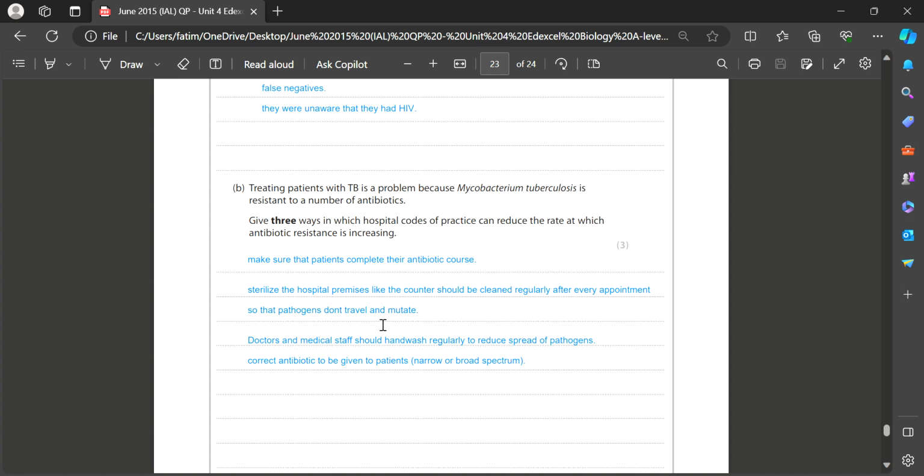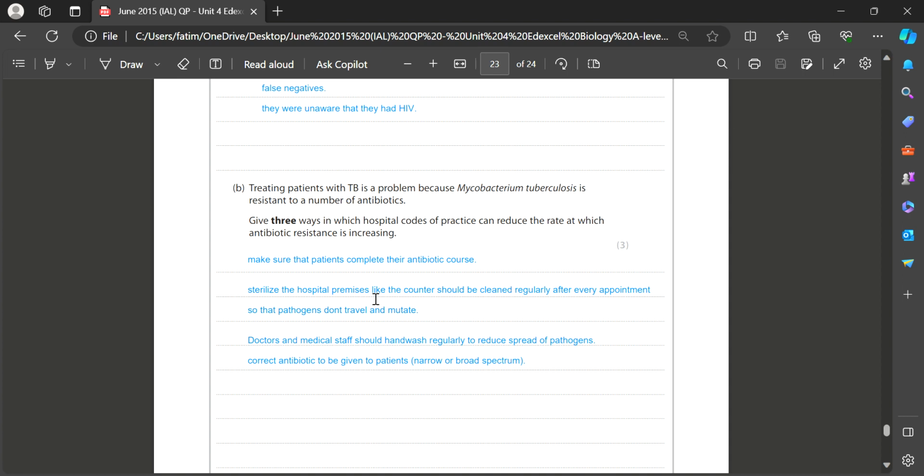So that's one valid point. Then the second thing that we can say is that we need to sterilize the hospital premises. Like, the counter should be cleaned after every appointment so that pathogens don't travel and mutate. Now over here, you should be very specific about what it says. Even though I did say sterilize the hospital premises, you need to explain how. What can you do to sterilize? You can include anything else, like sterilizing equipment, using antibacterial sprays before using equipment, like sanitizing the work desks before meeting patients. You should be very specific with what you say.